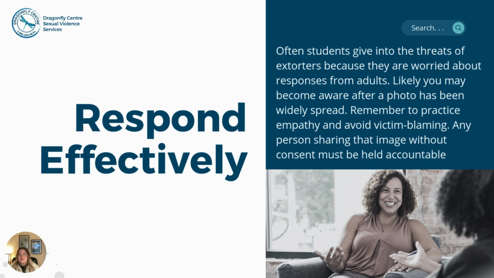Connecting students to resources. Direct students to a trusted adult, school counselor, and online safety organizations that can offer them additional support. By creating a school culture where students feel safe seeking help, educators can play a vital role in reducing harm and preventing further exploitation.